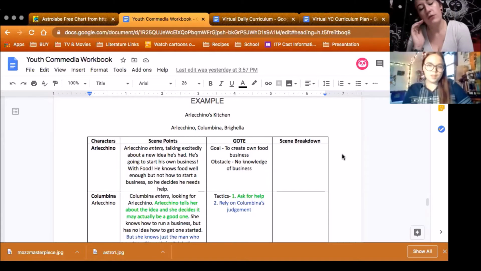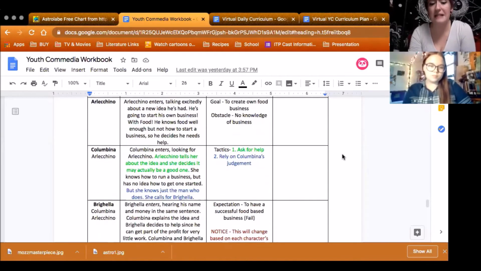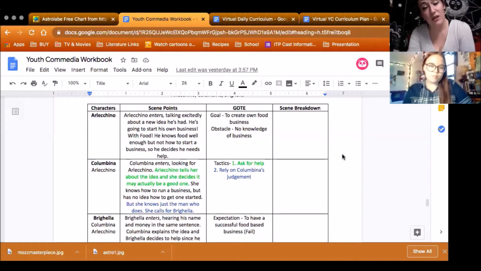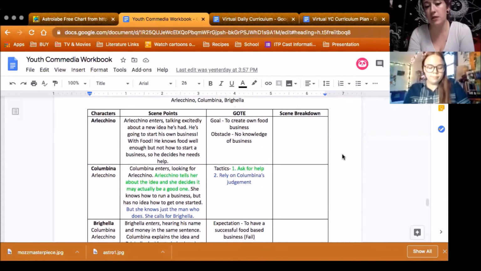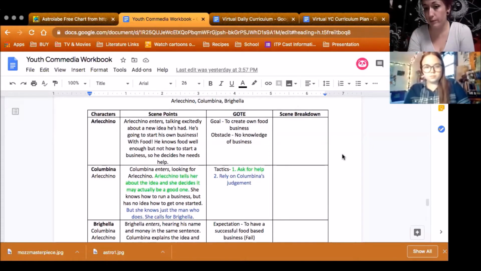So for this particular one, because it is a very, very short scenario, there is only one goal, at least for Arlecchino. The way that the goat works is that it is based on each individual character. Okay? It is not the characters as a whole. So it's your own character. And I wrote this as if I was doing this for Arlecchino. My goat sheet would be a lot different if it was for Brighella or if it was for Columbina. Okay, so keep that in mind.